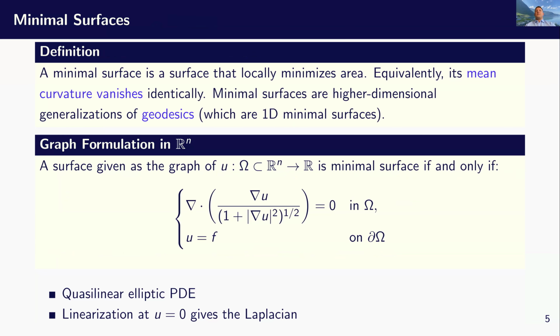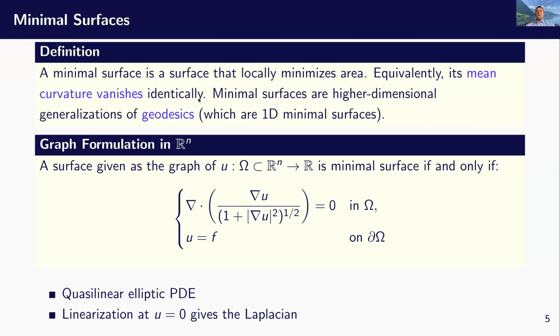So what are minimal surfaces? Let's define them. A minimal surface is a surface that locally minimizes area. Equivalently, this means that its mean curvature vanishes identically. And as I said, minimal surfaces are higher dimensional generalizations of geodesics, which are in fact one-dimensional minimal surfaces. If you consider the situation in R^n, a surface which is given as a graph of a function u is a minimal surface if and only if the following equation holds.